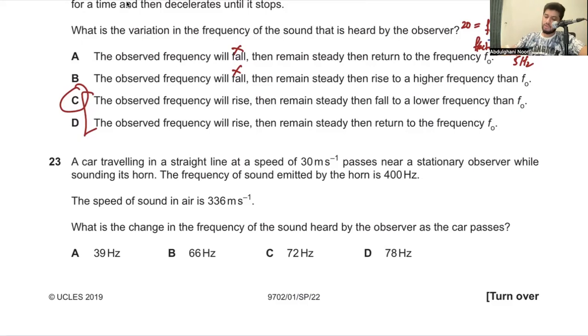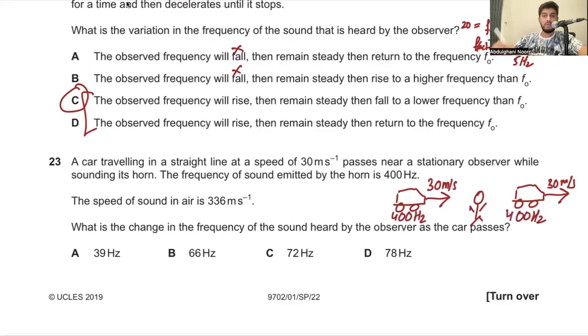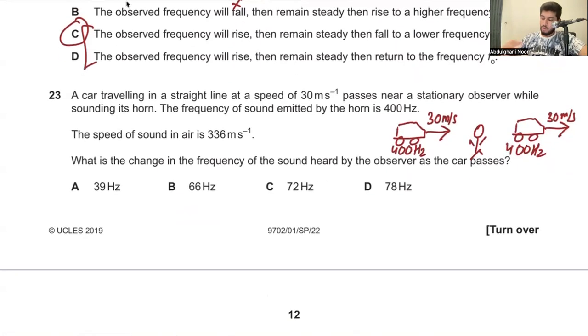So, right, this is your observer. And this here is our car. So our car passes towards the observer, and then it crosses the observer and moves away. At all these instances, the car is moving at 30 meters per second, and the car has its original frequency as 400 hertz. This is the source frequency. What do I need to do? I need to find out the observed frequency.